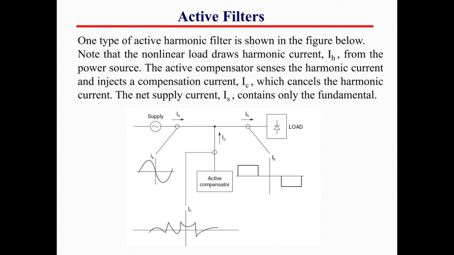One type of active filter is shown over here in this figure. Note that the nonlinear load draws harmonic current IH. Okay, so over here we have the nonlinear load taking this current from the source, then the active compensator senses the harmonic current and injects the compensation current IC. So this is what will be injected in the system such that the current taken from the source will look sinusoidal.